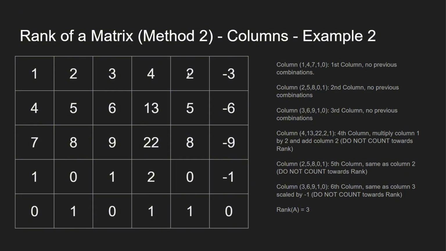How about this next one over here? Well, this is the same as column 2, right? 2, 2, 5, 5, 8, 8, 0, 0, 1, 1. Again, not linearly independent. And lastly, negative 3, negative 6, negative 9, negative 1, and 0. Well, if you multiply this by negative 1, you get that same result in that column. So we have 3 independent columns and then 3 that are not. So our final rank for this example over here is going to be 3.